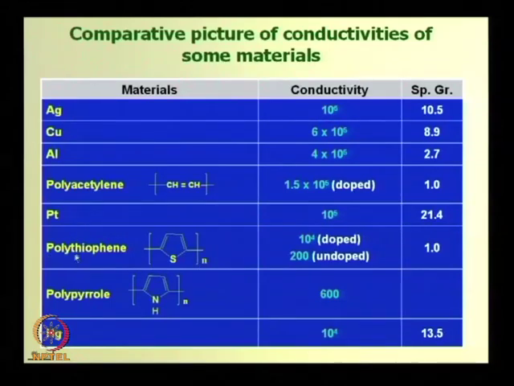So, in between polyacetylene and polythiophene is the place of platinum, 10 to the power 4 doped, 200 undoped conductivity, and look at the specific gravity. The specific gravity has come down. So the device becomes lighter, cheaper, stable, highly conducting and easy to make.